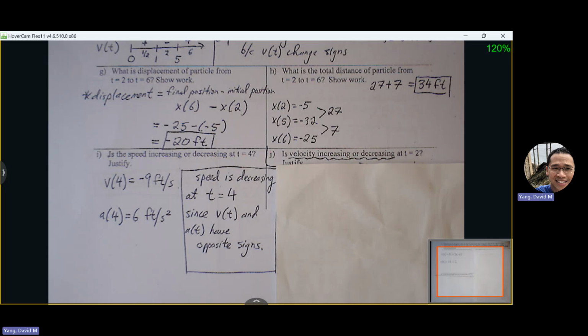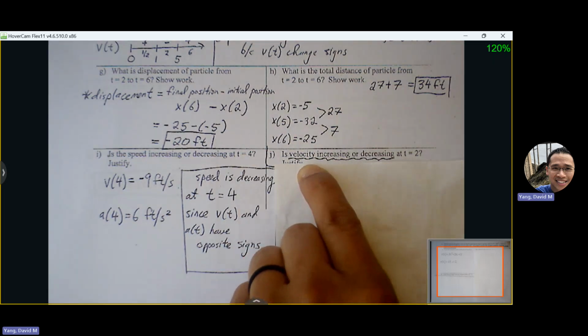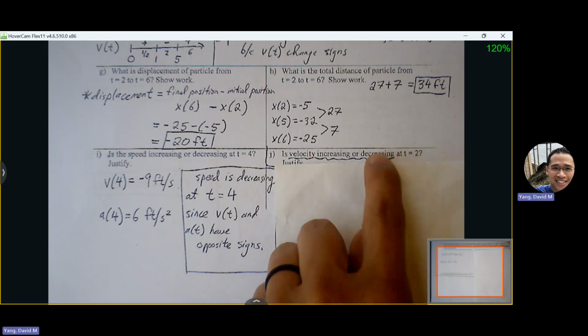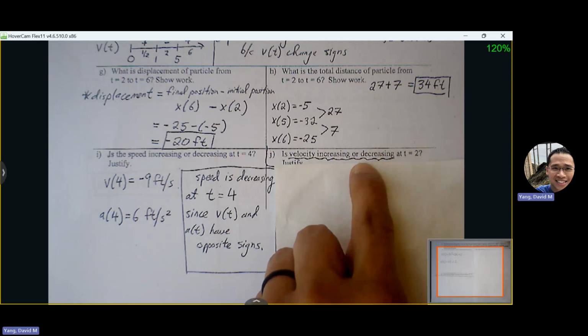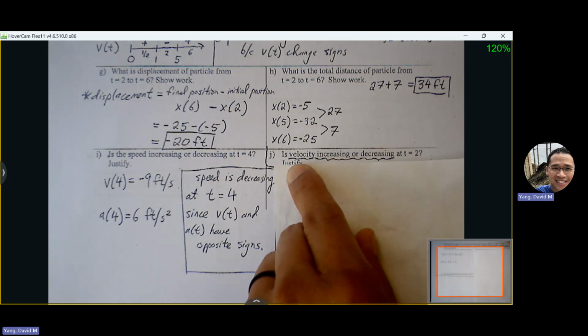Do we look at the velocity function? We look at acceleration. Why is this not velocity? Why is it acceleration? What turns this into an acceleration description? Increasing, decreasing, right? This is asking about the rate of change of velocity. It's not asking if velocity is positive or negative. It's asking, is velocity increasing or decreasing? That's the rate of change. So we just look at the sign of acceleration.